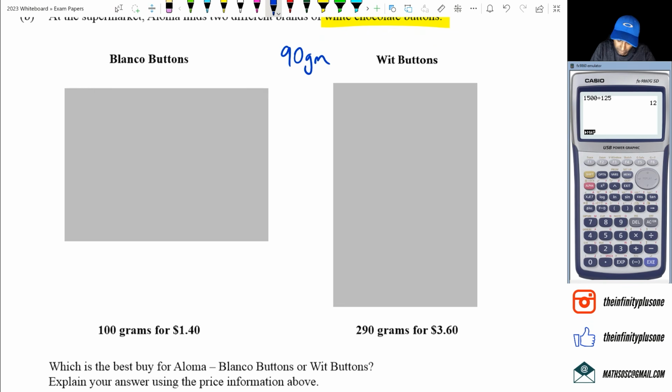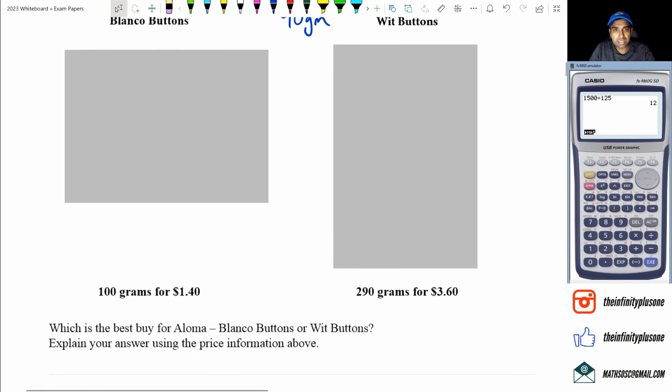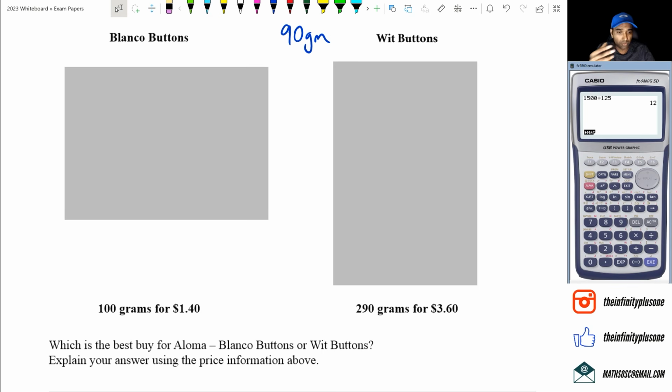I'm just going to put that out here for now. So the question is asking, what is the best buy for Alamo? We've got Blanco buttons, which is 100 grams for $1.40, or Wit buttons, which is 290 grams for $3.60. So the first thing you could do is find out the ratio of this, like how much it costs per gram or per 100 grams, whichever is easy for you guys. Now, because the Blanco buttons already has 100 grams, I would probably want to find out how much Wit buttons cost for 100 grams first.